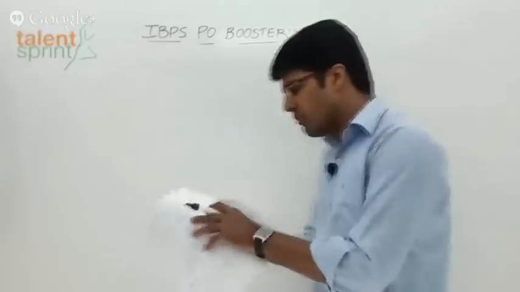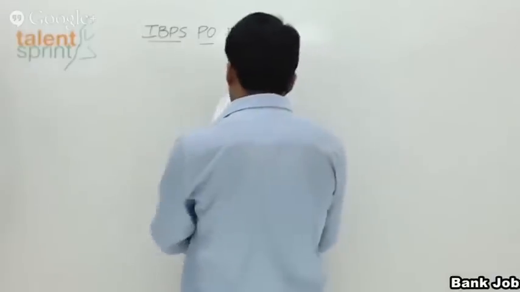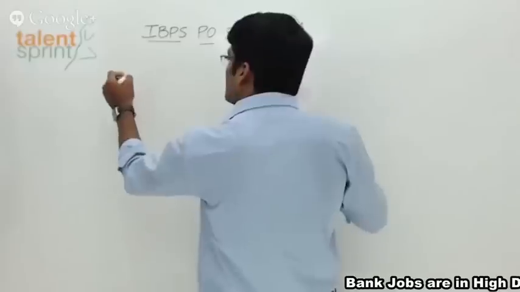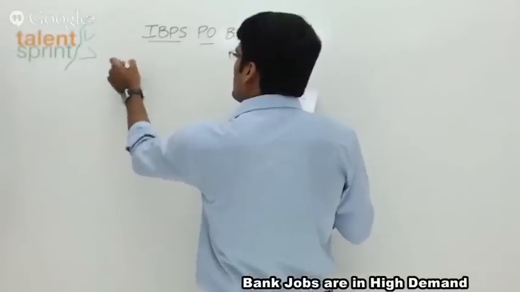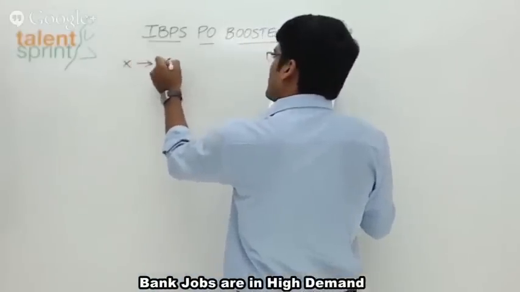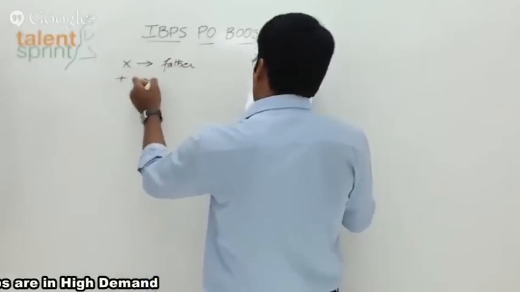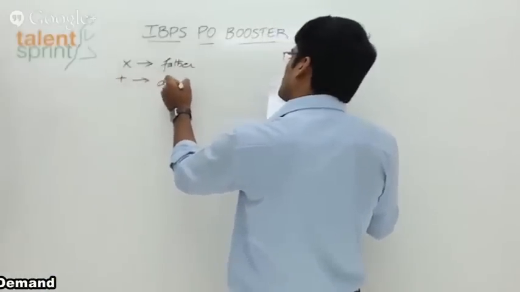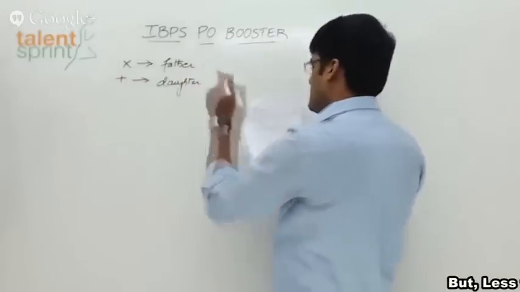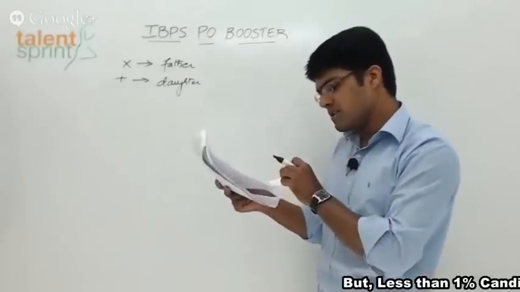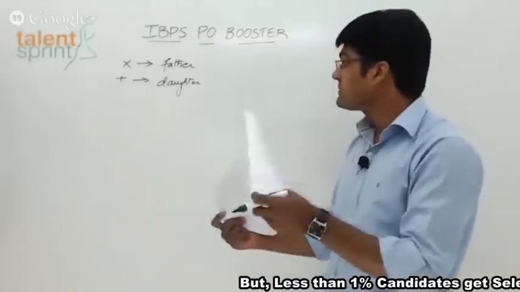I'll just put it on the board here so that I don't have to turn the page again and again. A into B. So basically into means father, right? Into means father. A is the father of B. Plus means daughter, right? A plus B means A is the daughter of B.